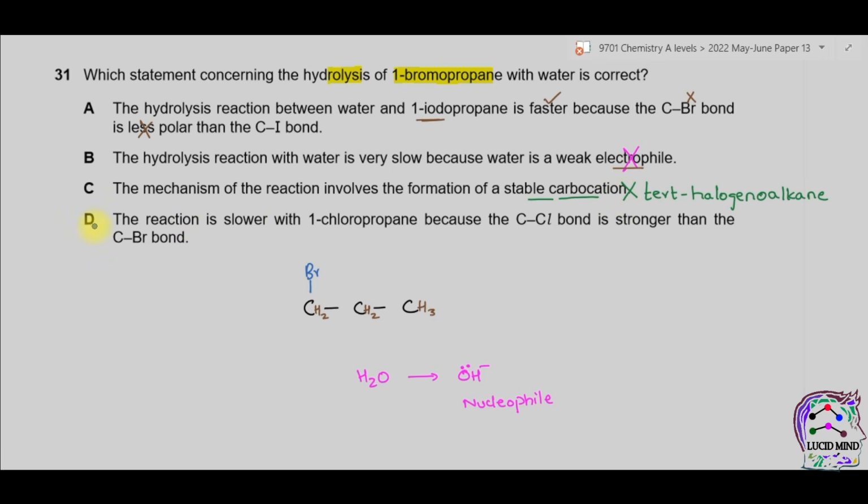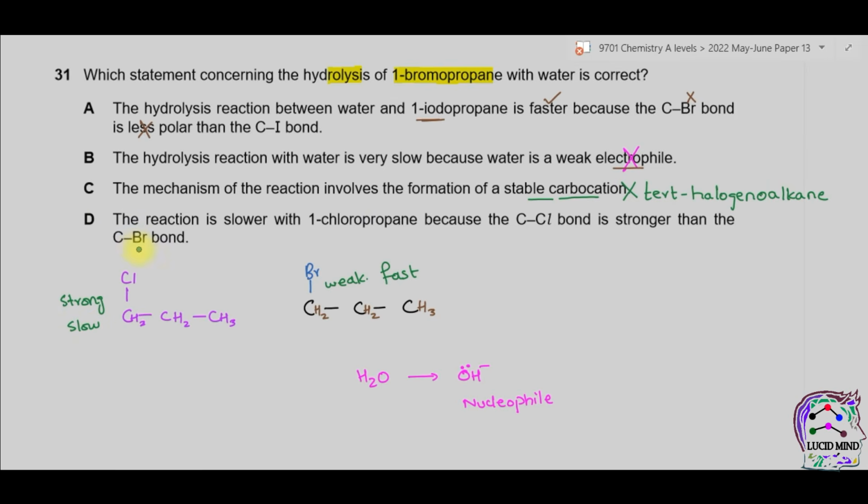Next we have part D. The reaction is slower with 1-chloropropane because the carbon-chlorine bond is stronger than carbon-bromine bond. Now if you compare this one with 1-chloropropane in which we have carbon-chlorine, the rest is the same. So as chlorine is more electronegative, carbon-chlorine bond is stronger, so stronger bonds need more energy to break. This bond is weak, so this reaction will be fast and this reaction will be slow.